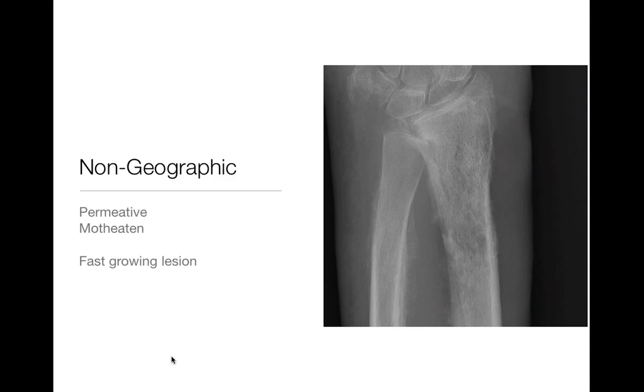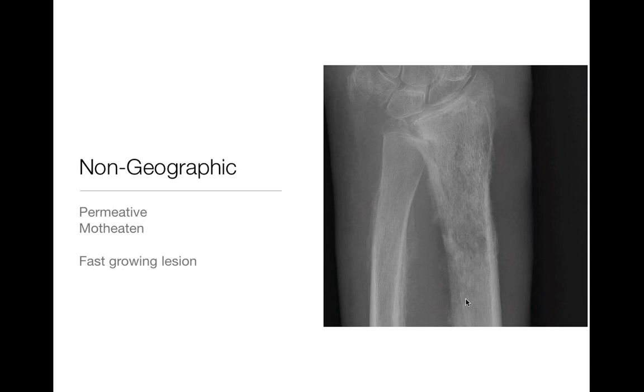At times, there's going to be a bit of overlap, but we should try to categorize them in one or the other. I wouldn't get too obsessed about whether this is really geographic with a wide zone of transition, or is this really permeative, because both of those ways we describe it are going to make us think of dangerous things and more aggressive things. So don't get too hung up on that. But these lesions are going to be fast-growing, infiltrating lesions. They're going to spread throughout the bone. We're not going to get a good sense of where they are. You may have aggressive periosteal reaction associated with them.